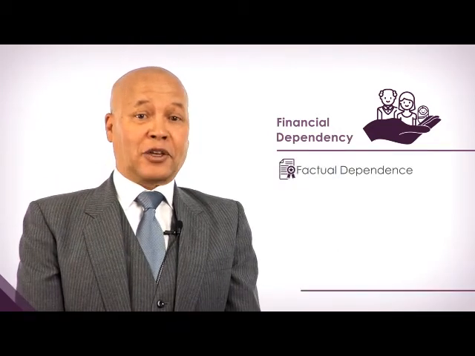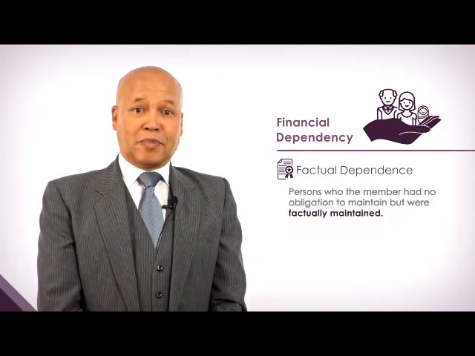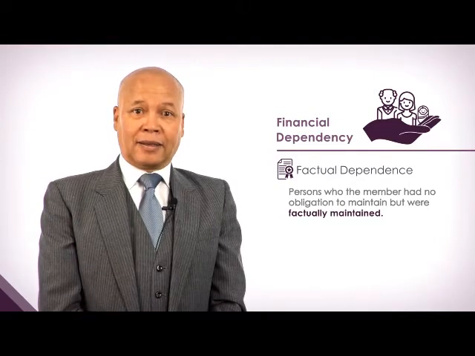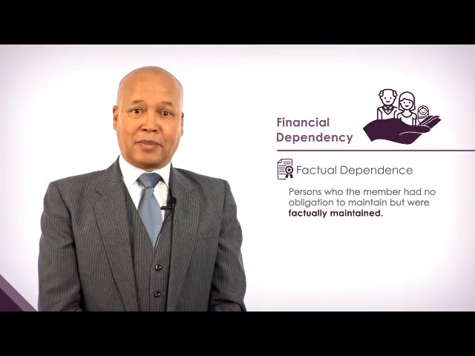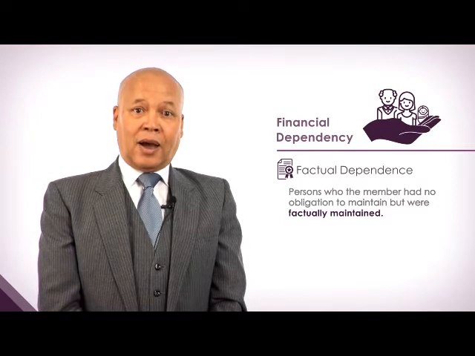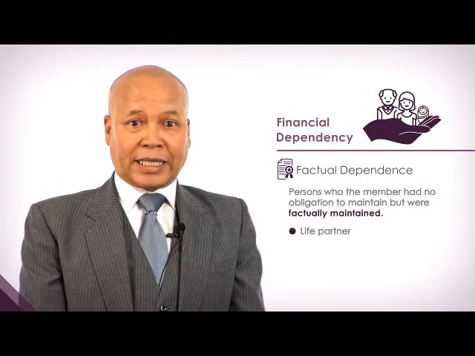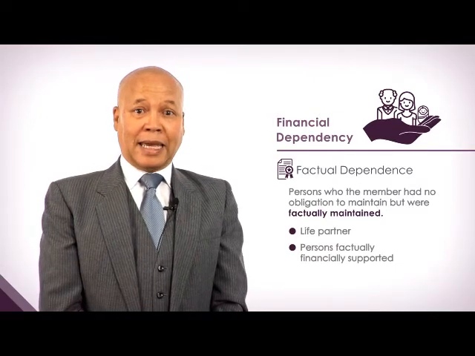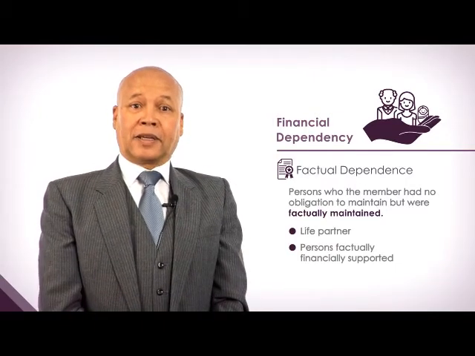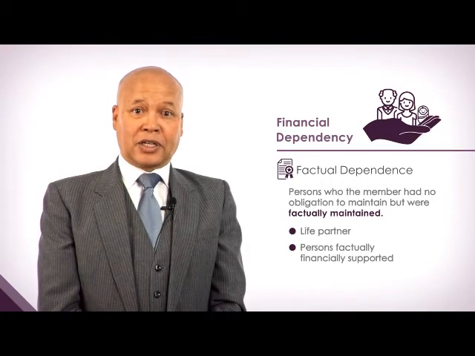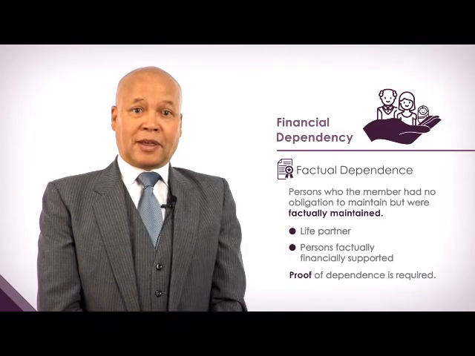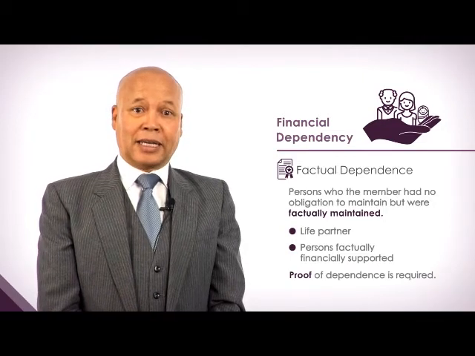When we get to factual financial dependency, these are people that the deceased member has got no obligation to maintain, but factually these people were maintained by the member. In this particular category would fall a life partner, any person that was factually financially supported by the deceased member. The difficulty with this particular definition is that the trustees must get proof that the person was factually financially dependent on the deceased member.